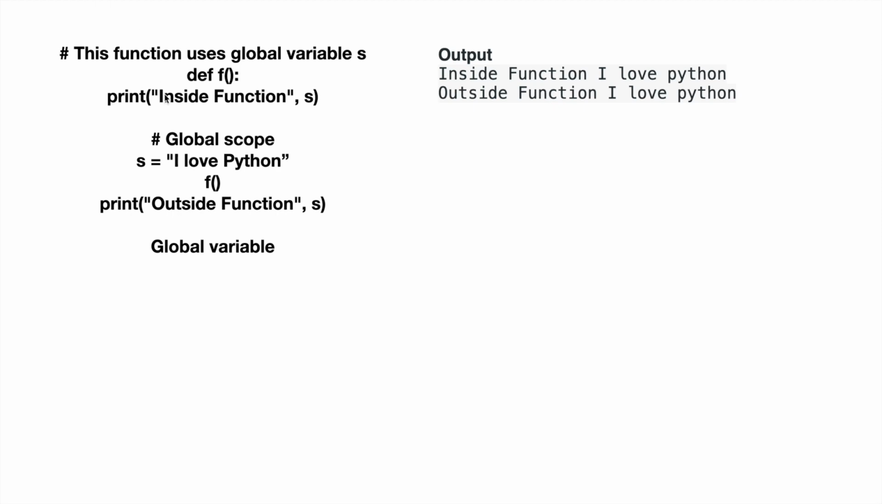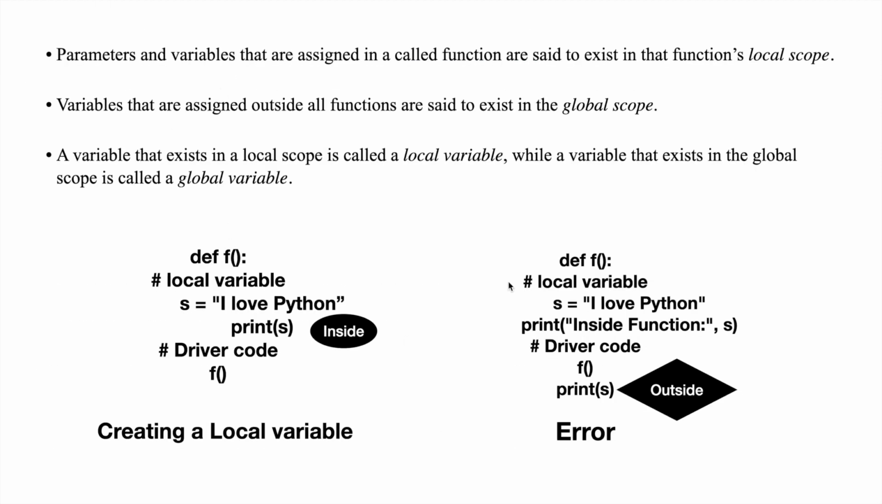So this is the example for global variable. Here, these are the examples for local variable. You have seen that. Whenever you try to print s outside the execution of the function, it's going to print an error because s is a local variable there.